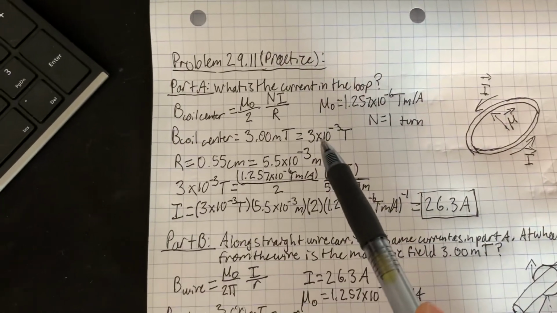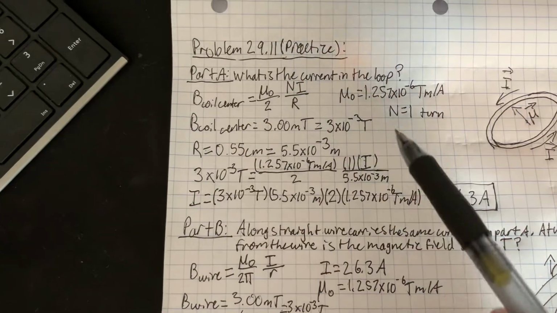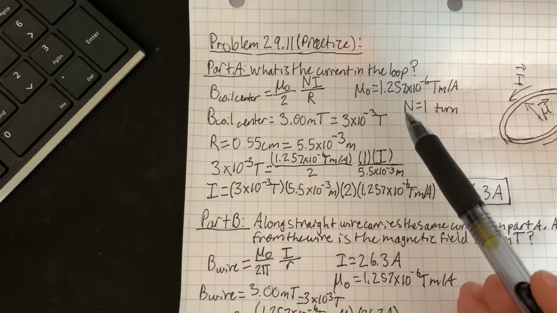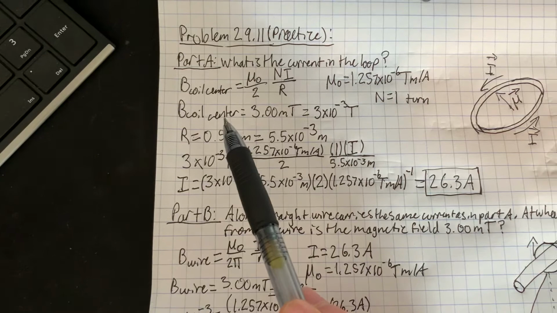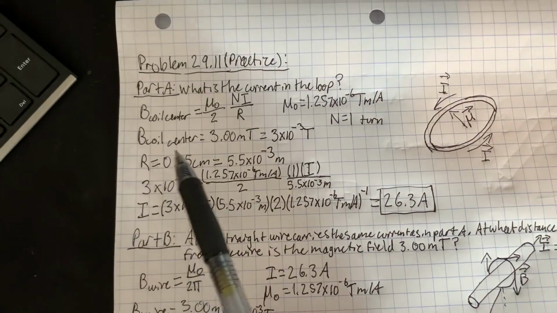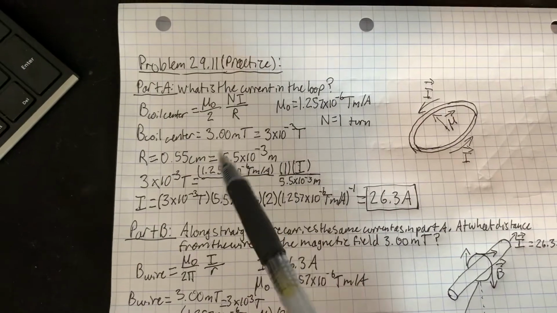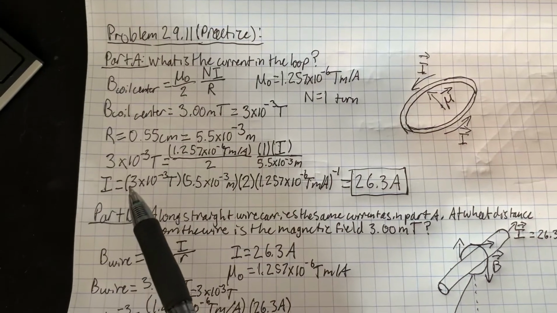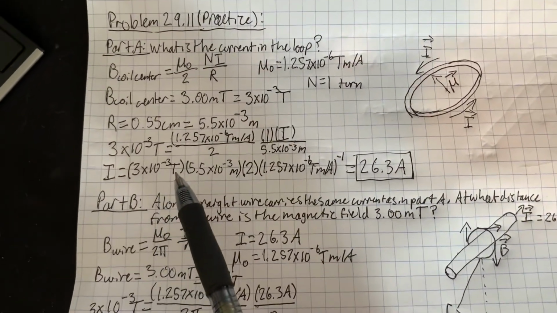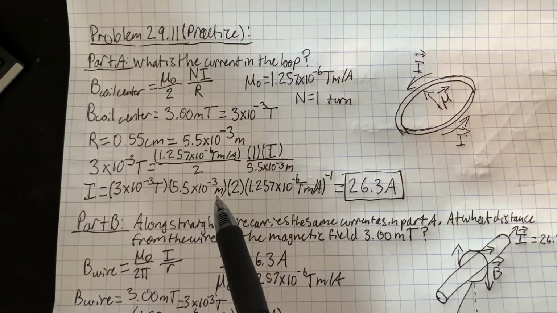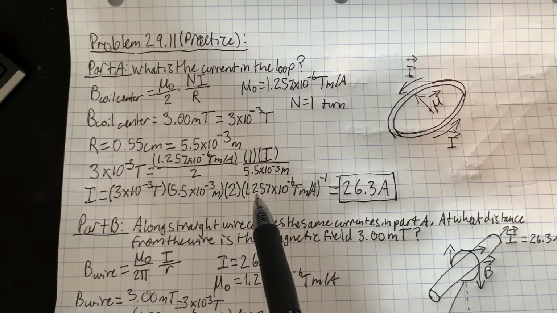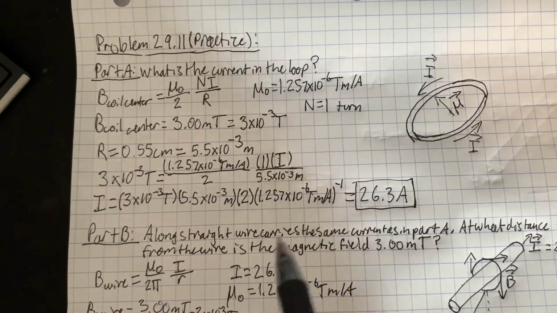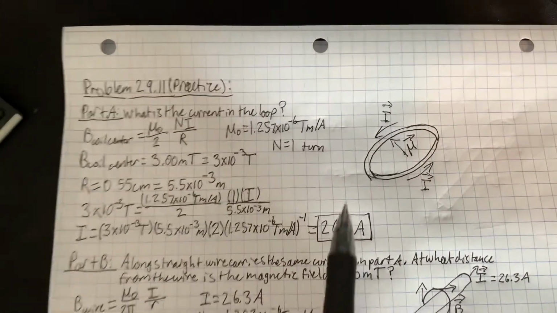So if we plug in this for here, and then all of these constants, so our mu sub 0, our N, our B coil center, and then our R, we can find I. So we plug all those in, and then we can rearrange the equation. We get I equals 3 times 10 to the negative 3 teslas times 5.5 times 10 to the negative 3 meters times 2 times 1.257 times 10 to the negative 6 Tesla meters per amp to the negative 1. And that will give us 26.3 amps.